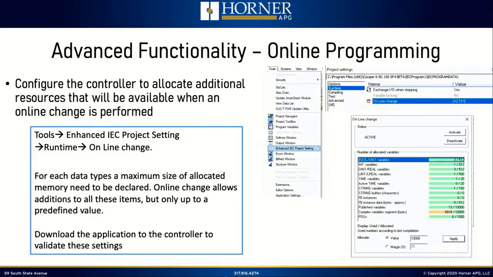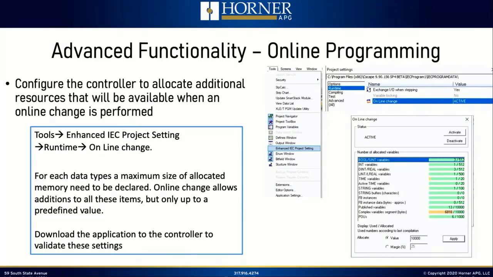The reason we need to cover this is because it works a little differently than the way that it works in Advanced Ladder. That's because the way that variables are allocated or mapped is completely different in Enhanced IEC than it is in Ladder. Okay, so that's why it's relevant. So the first thing we have to do is set up online programming. The first step of that is to activate it, and then also to allocate additional memory space where additional variables and other elements can be added when you make an online change.